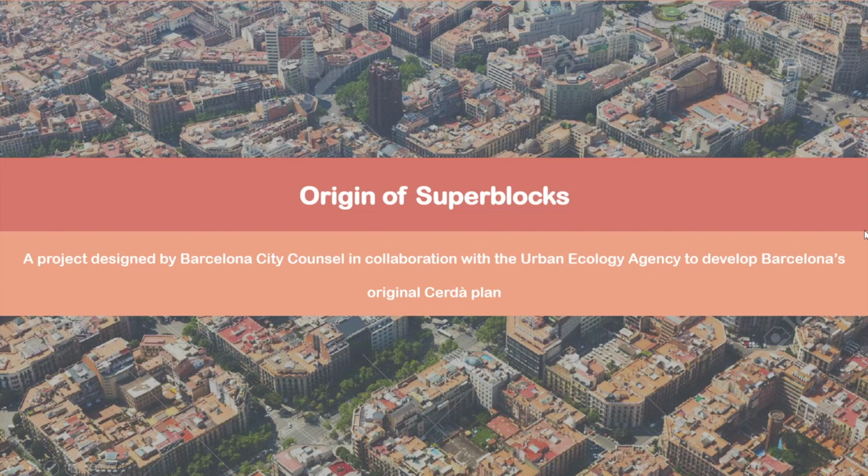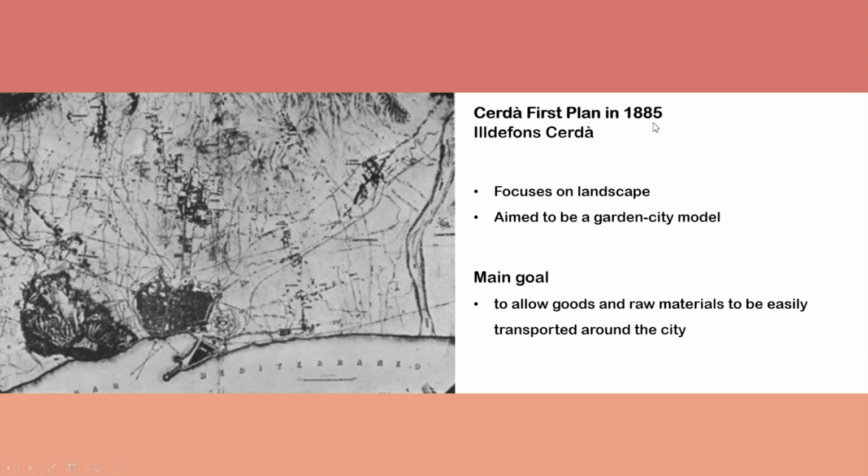The Sutter plan is the first plan that came up in 1885 by this civil engineer. This city planning focuses on landscape in order to create more green space in the city, and aims to be a garden city model. The main goal is to allow goods and raw materials to be easily transported around the city, which I think is a must in this kind of industrialized city.